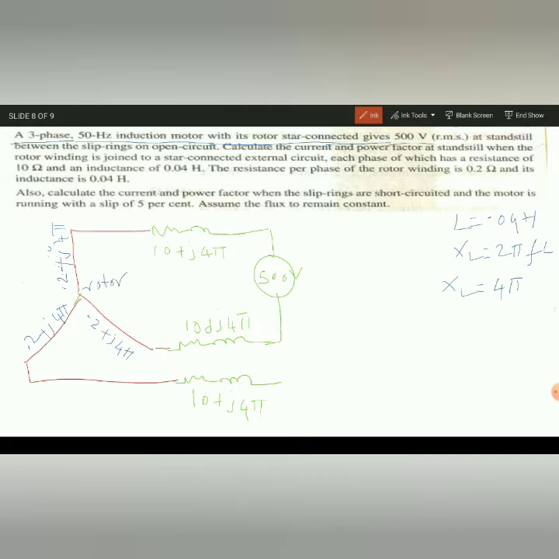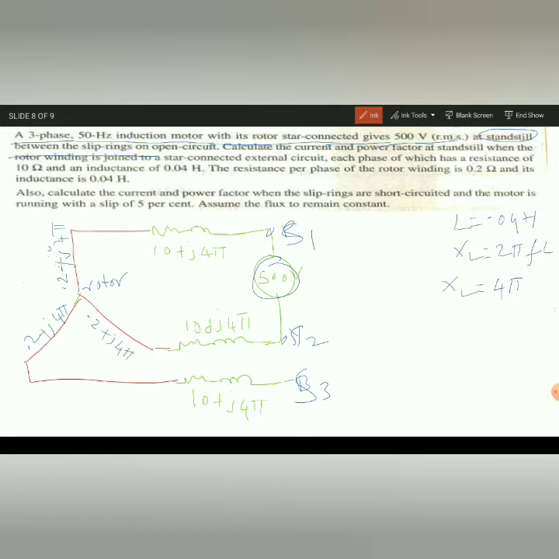Now it gives 500 volt RMS value. So it is giving 500 volt at one particular time. That is, we have written here it is 500 volt, at standstill, meaning when the rotor is not rotating, between the slip rings. Slip rings means the outside terminals, we have R, Y, B. So across the terminals and open circuit, we can keep this as S1, S2, S3.